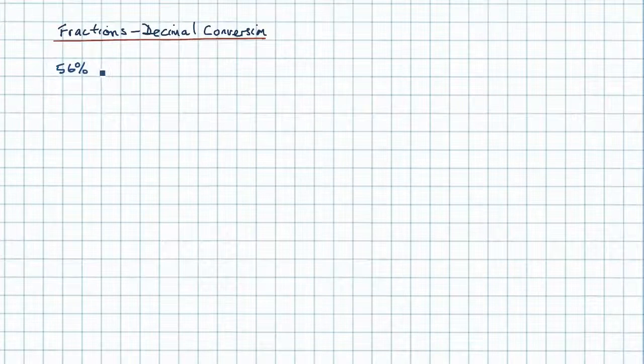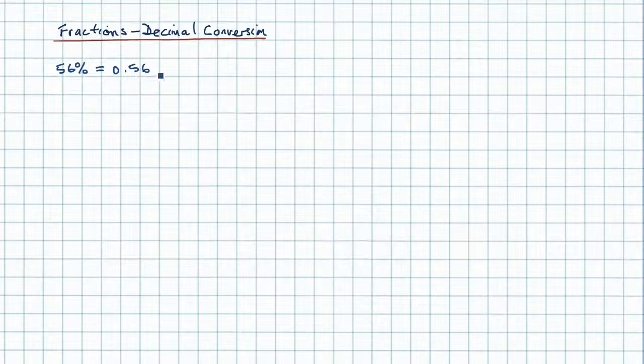So let's have 56%. Okay? Now 56% we can immediately rewrite, hopefully, as 0.56. Okay? So whenever I've got a percentage, I very often like to convert it to a decimal, and you can just express percentages in this decimal form. It's useful for things like spreadsheets where you don't want to use a percentage sign.